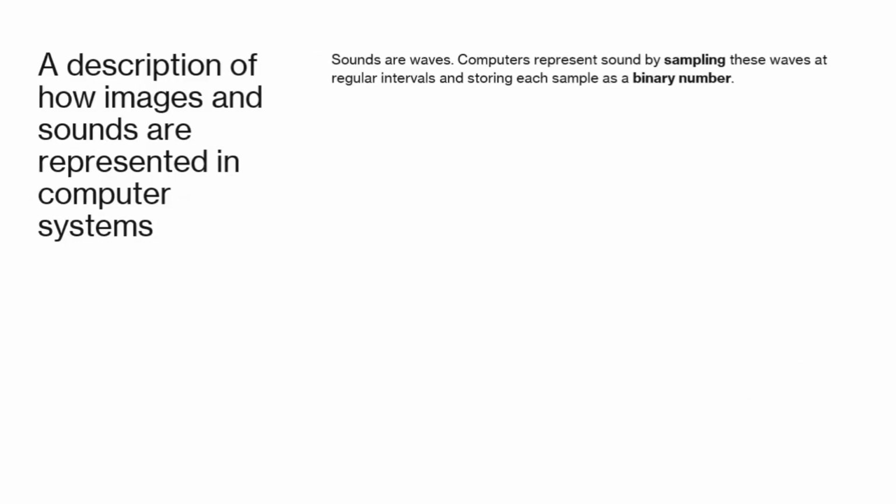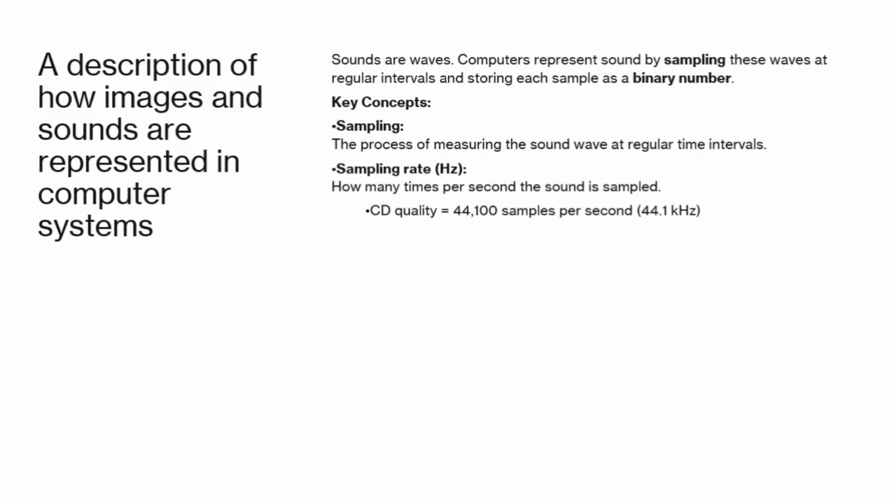Sounds are waves. A computer represents sound by sampling these waves at regular intervals and storing each sample as a binary number. We are going to see some key concepts. For example, the first one is sampling, the process of measuring the sound wave at regular time intervals. Secondly, we have sampling rate, how many times per second the sound is sampled. CD quality is equal to 44,100 samples per second.